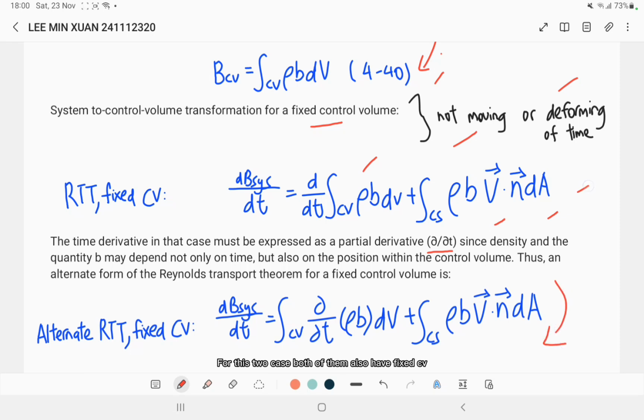For these two cases, both are fixed control volumes, but the difference is that one is not deforming with time and the other is deforming with time. One is not the alternate form and the other is the alternate form.